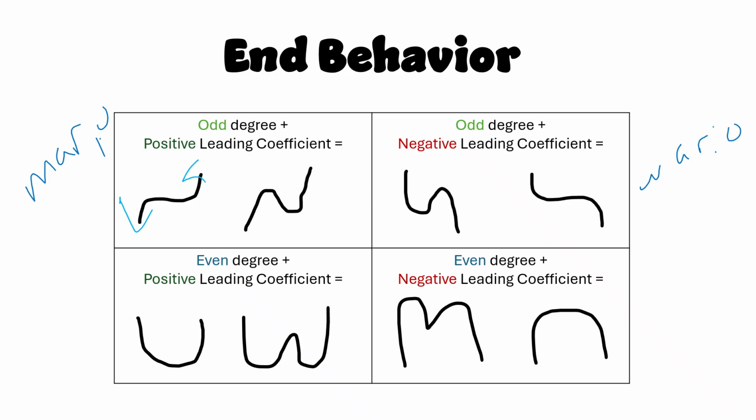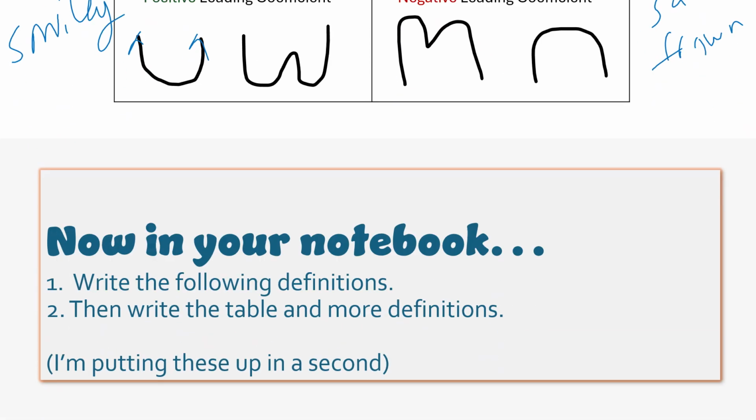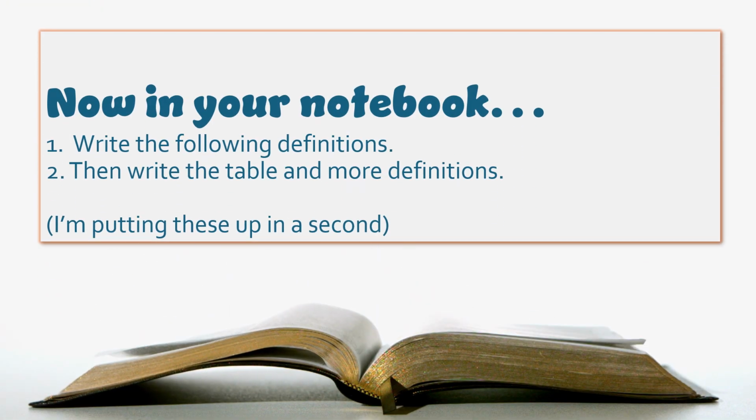And then if it's an even degree and a positive leading coefficient, to me this looks like a big old smiley face. And if it's an even degree and a negative coefficient, then this is a frown or a sad face. Okay. And so now you guys are going to take the time and write these in your notebook. You're going to write the table and a couple more definitions that I am putting up in a second.